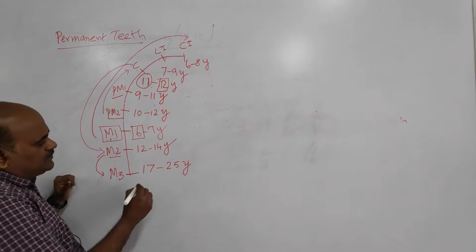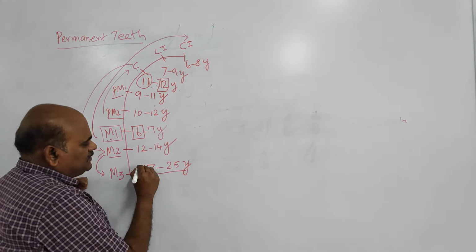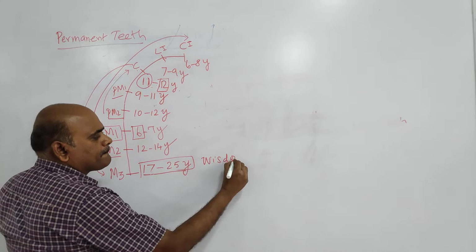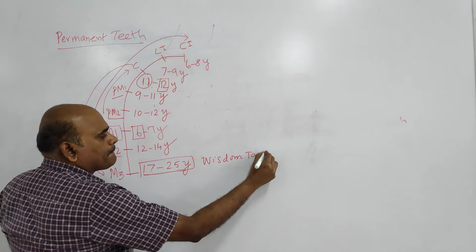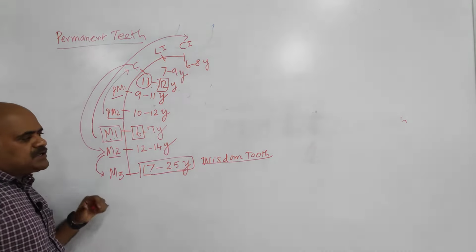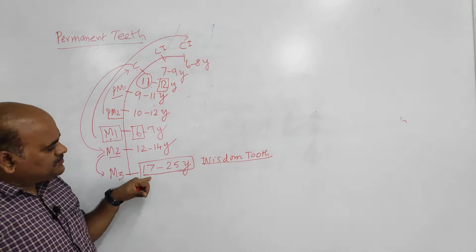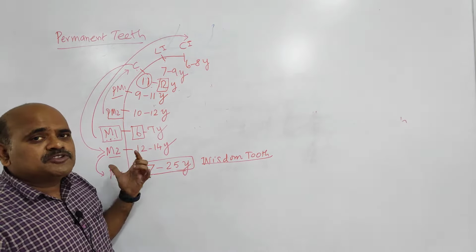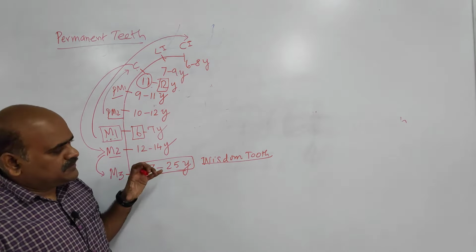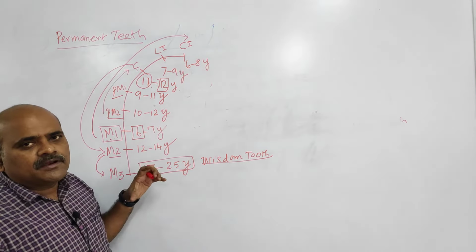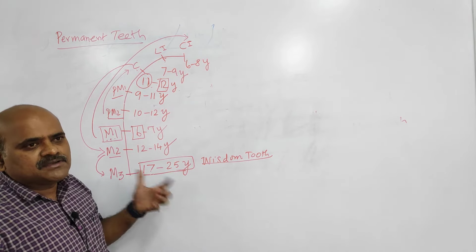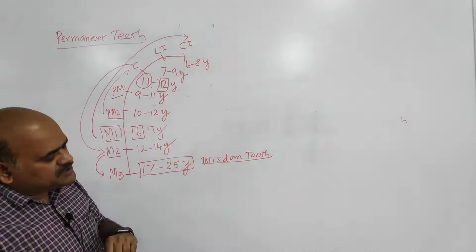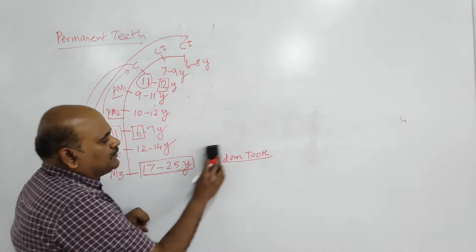The third molar is otherwise called the wisdom tooth. Why it is called so is that it erupts between 17 and 25 years, which is presumed to be the wisdom or knowledge acquiring period of an individual during college years and all. Since it erupts at that period, it is called a wisdom tooth.